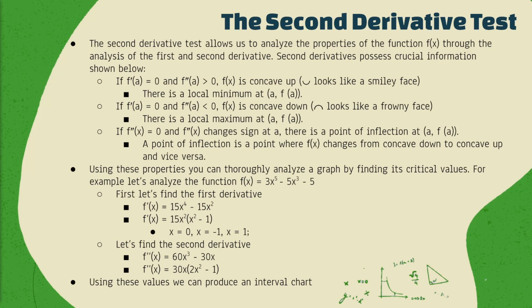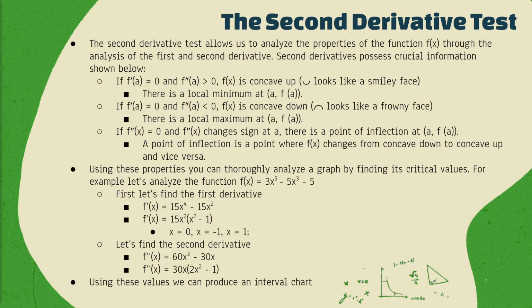So here I have given us the function f of x, which is defined as the following. We need to figure out its crucial values to analyze its graph. We're not going to actually graph the function quite yet, but we want to know what we should expect from the shape of the function. So the first step would be to find the first derivative.